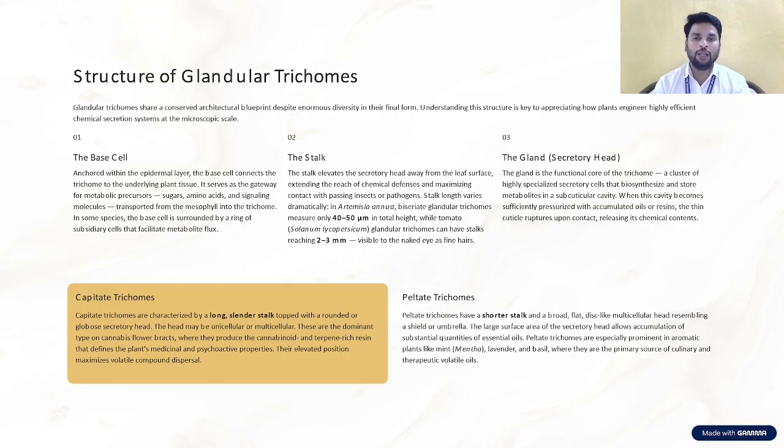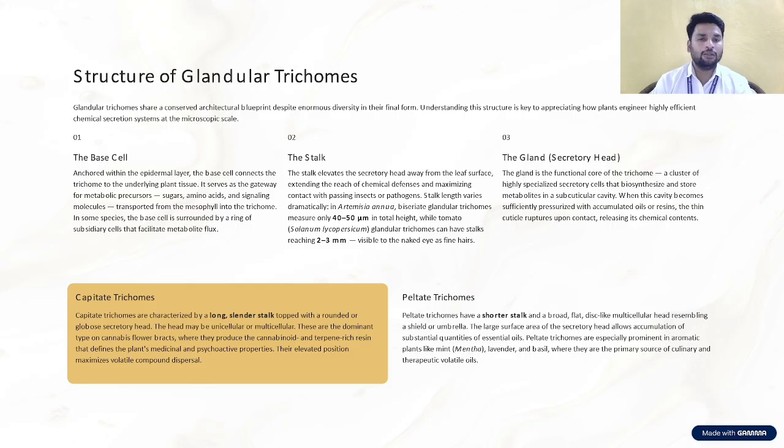Okay, then second, the stalk. The stalk is an elevating structure, lifting the secretory head from the leaf surface, extending the reach of the chemical defense and maximizing contact with passing insects and pathogens. Stalk length varies from species to species, maybe 40 to 50 micrometers. Some trichomes are reported to be 2 to 3 millimeters.